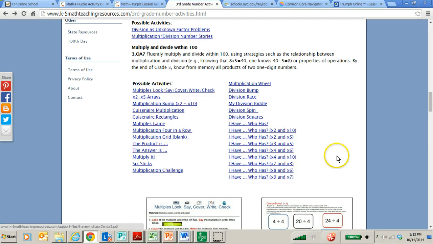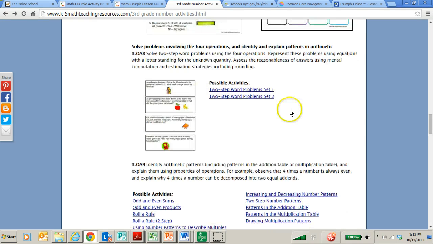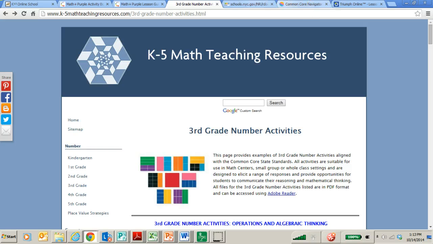This is a fun game. I have Who Has, so your whole family, including aunts and uncles, can all sit around and play a game of I Have, Who Has, that can be printed off. And then here it gets to extra practice with 2-step word problems. So this is a great resource.